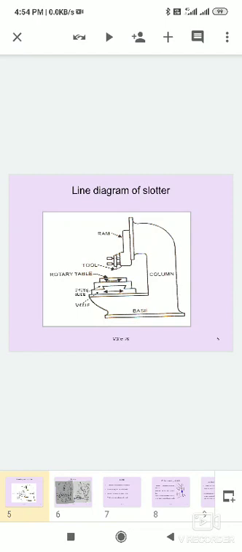In this ram driving mechanism, these are the three types of driving mechanisms. First one, Whitworth quick return mechanism of a slotter. Second one, variable speed reversible motor driving mechanism. Third one, hydraulic drive mechanism of a slotter. First one, Whitworth quick return mechanism.